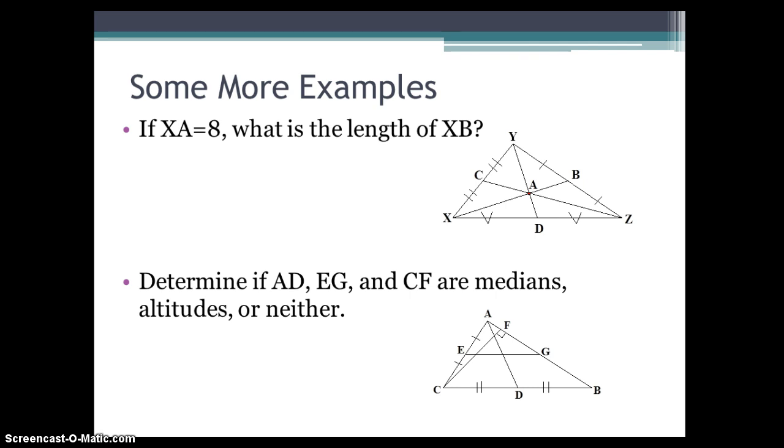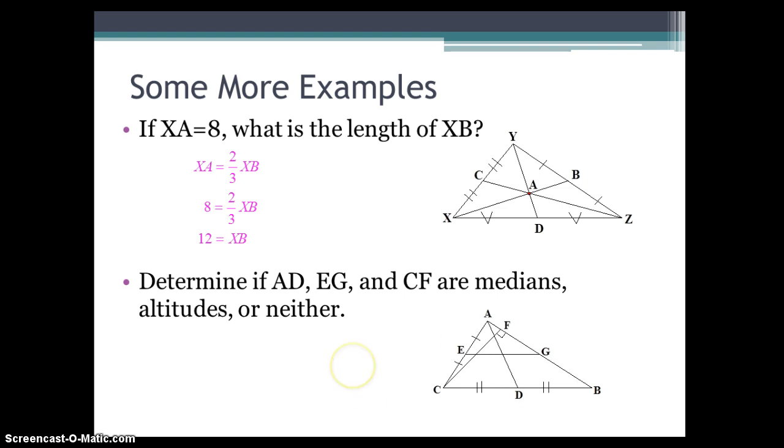So, if XA is 8, what is the length of XB? So we know XA is 2/3 of the full length. So XA is 2/3 of XB. So 8 is 2/3 of XB. And so we're going to multiply by the reciprocal 3/2, or divide by 2/3, however you'd like to think about it. XB is 12.